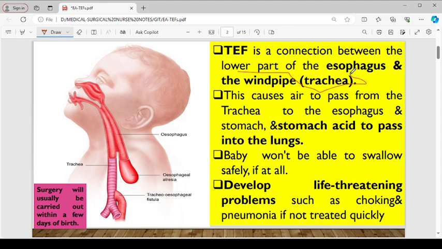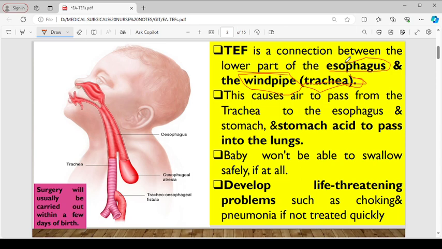As a result of this abnormal communication between the esophagus and the windpipe, waste products in the esophagus are able to get into the windpipe, and this will result in choking and even respiratory depression, while contents of the respiratory system can enter the esophagus, further causing GI disturbances. When air passes from the trachea to the esophagus, stomach acid will be able to get into the lungs.